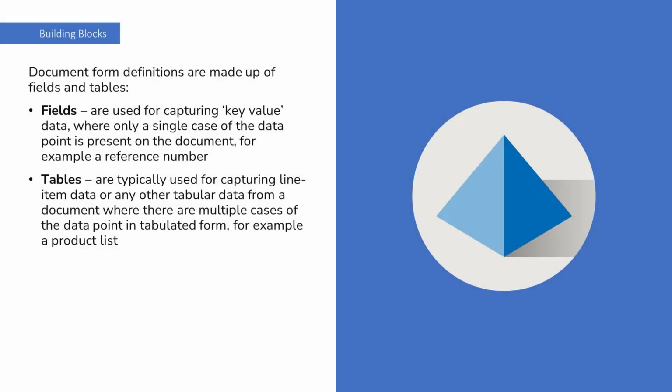Document form definitions are made up of fields and tables. Fields are used for capturing key value data where only a single case of the data point is present on the document, for example, a reference number, whereas tables are typically used for capturing line item data or any other tabular data from a document where there are multiple cases of that data point, for example, a product list.